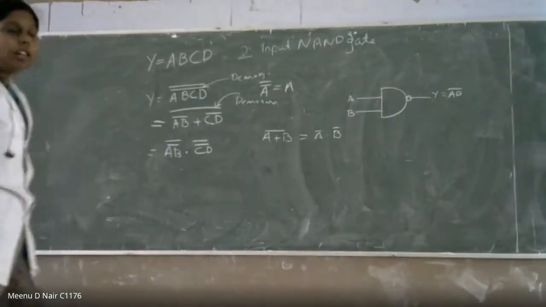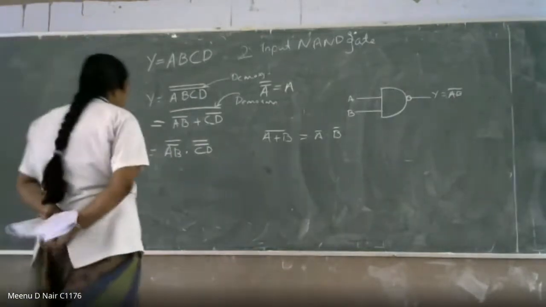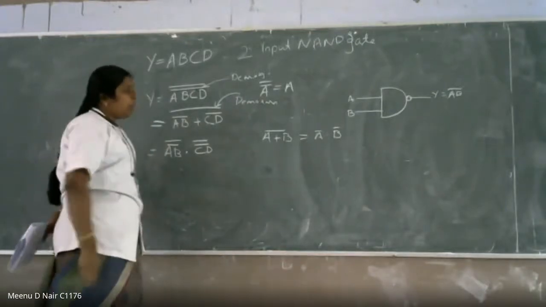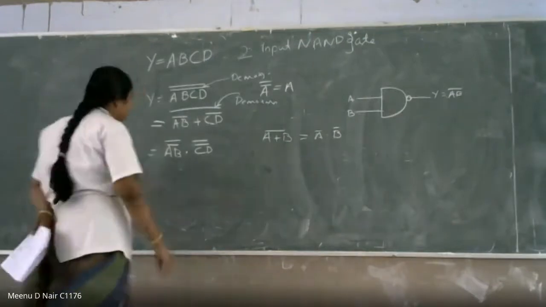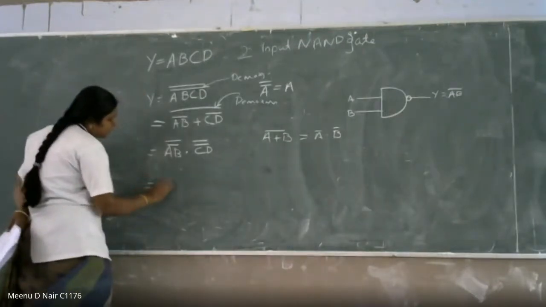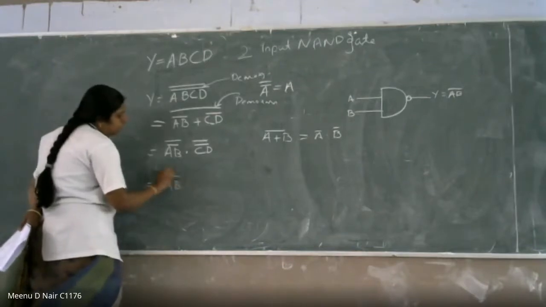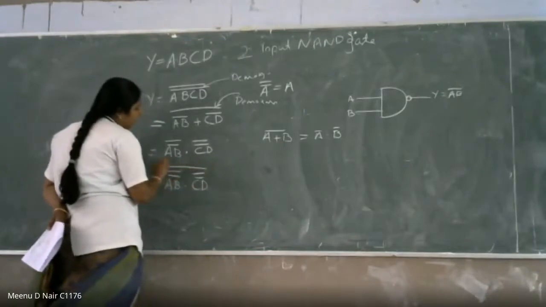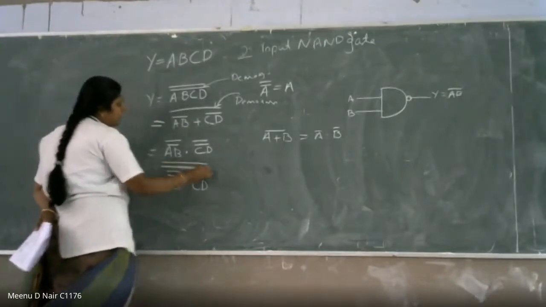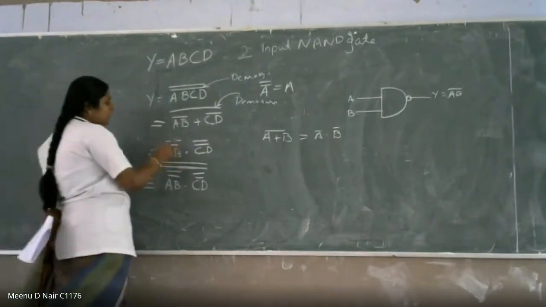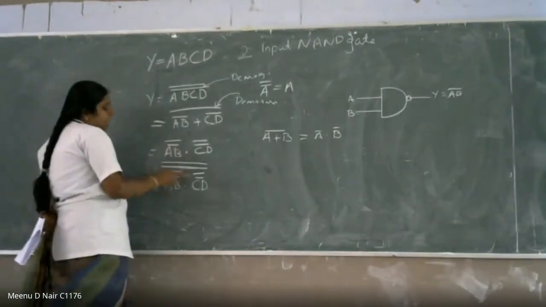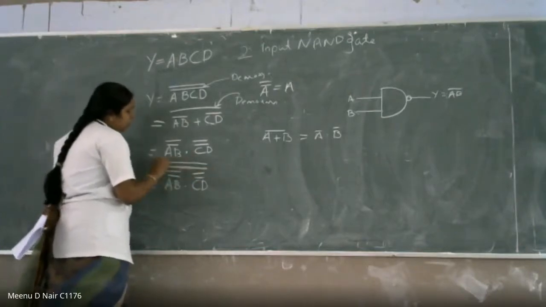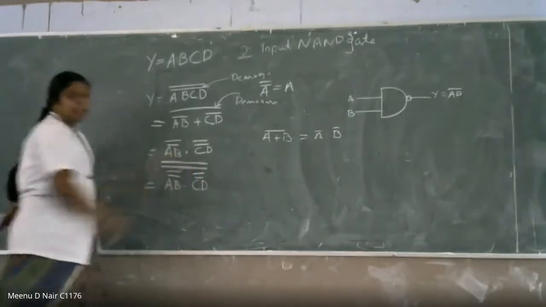Also, you cannot take it like this, it is a single one. So you have to use only two input NAND gates. So what you are again going to do is AB double bar into CD double bar, and then you put all double bar. All double bar means the same, so the answer is the same, AB double bar into CD double bar.